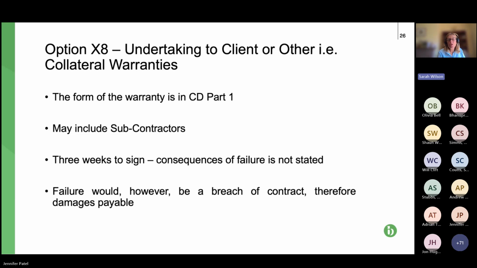Right, very quickly, option X8 deals with undertakings to clients. That's basically collateral warranties. So not going to go into detail here. But it's just requirements as to what collateral warranties, when they're to be provided. Doesn't actually say what happens if you don't provide it, but note it's a breach of contract, so losses can be claimed. And you might find that there are Z clauses stating that there is a penalty if you don't provide them on time, which is pretty much market standard at the moment.